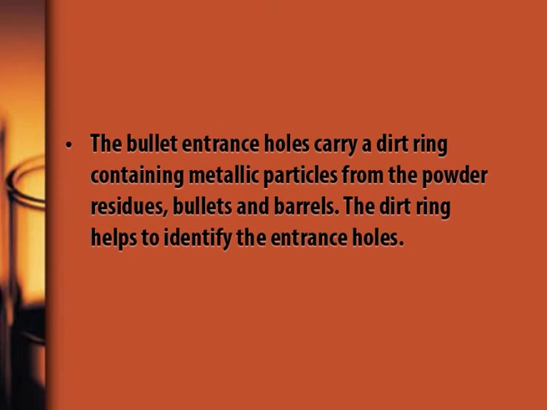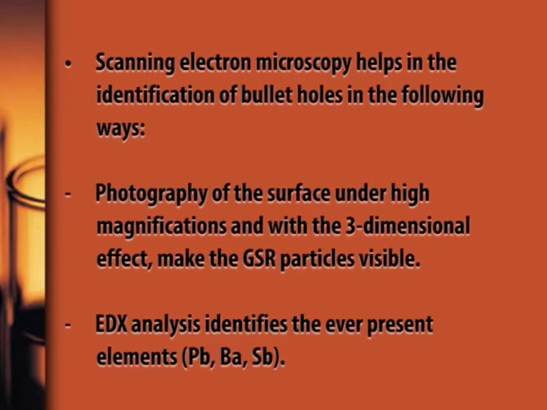The bullet entrance holes carry a dirt ring containing metallic particles from the powder residues, bullets and barrels. The dirt ring helps to identify the entrance holes. Scanning electron microscopy helps in the identification of bullet holes in several ways. Photography of the surface under high magnification and with three-dimensional effect make the GSR particles visible. EDX analysis, that is the energy dispersive X-ray analysis, identifies the ever present elements, that is lead, barium and antimony.